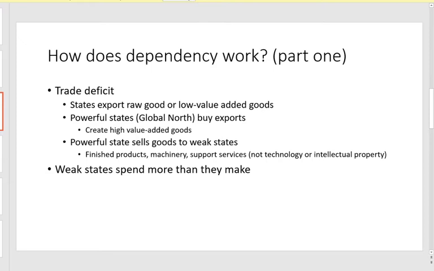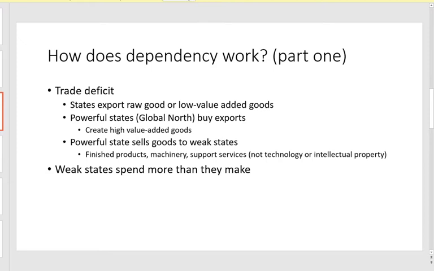And where did that machinery come from? The global north, right? So I'm selling you something that's cheap. I'm selling you cotton that's cheap. And I'm buying from you jeans, machinery, and then support services, which we'll talk a lot about intellectual property at the end of this.